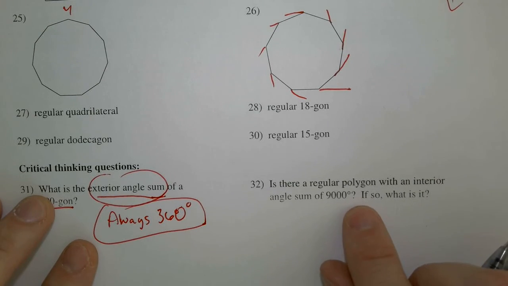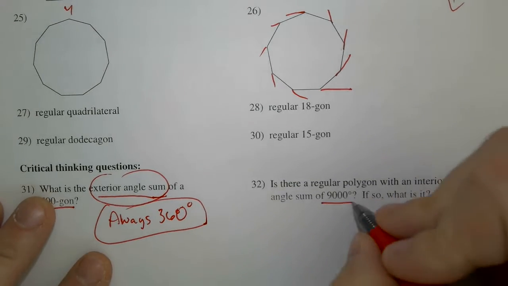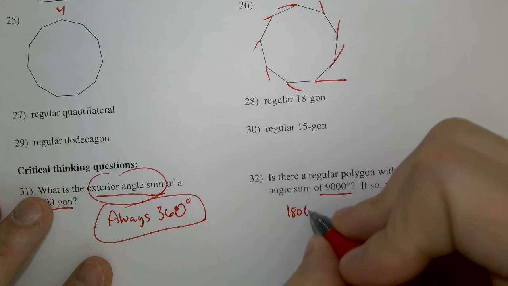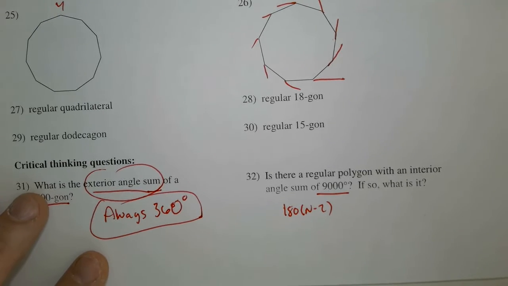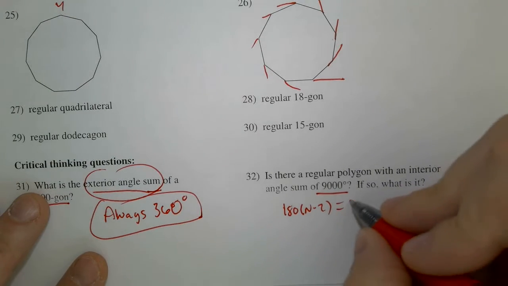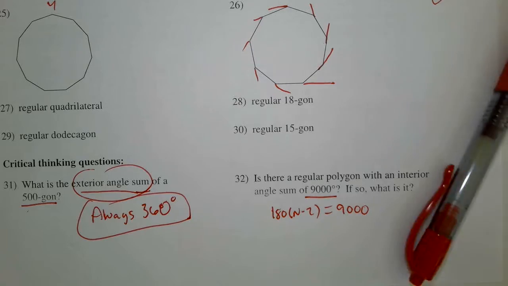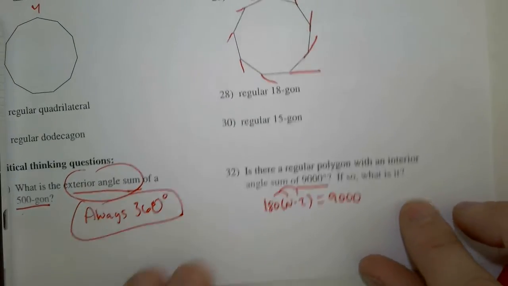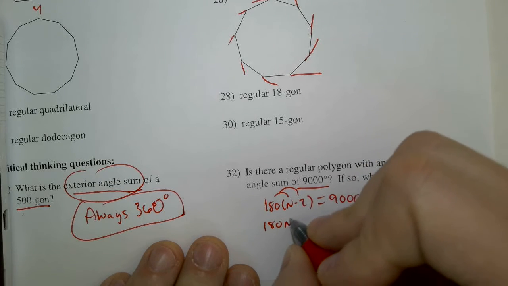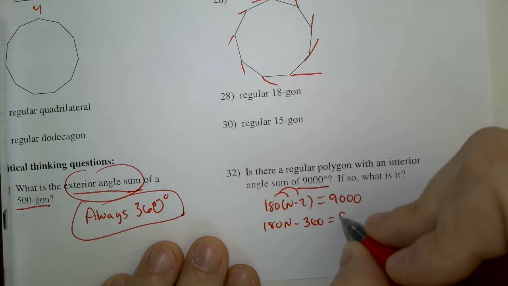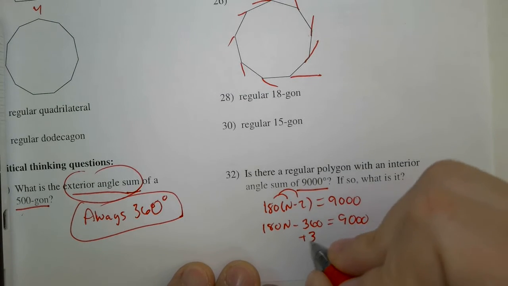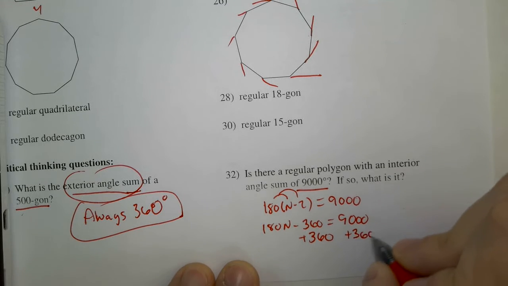Is there a regular polygon with an interior angle sum of 9,000? Well, let's find out. We got 180 times n minus 2. That's the interior sum. Can that equal 9,000? Well, let's see. You have two choices. You can either distribute the 180 or you can divide it off. I would divide it, but most people would probably distribute. I guess I'm the weird one. Let's add the 360 to 9,000. I don't know why I needed a calculator for that because it's just 9,360.